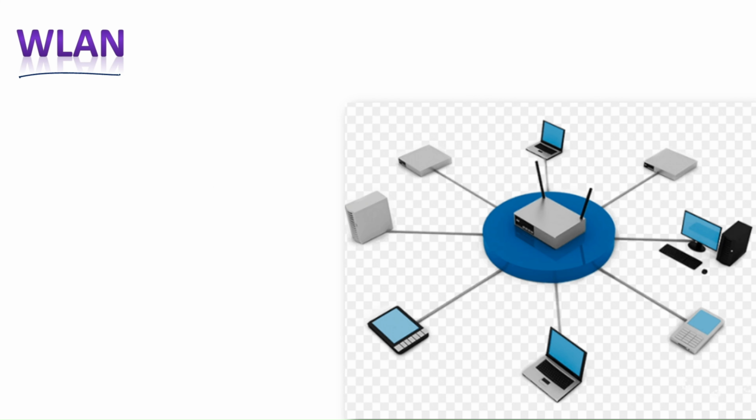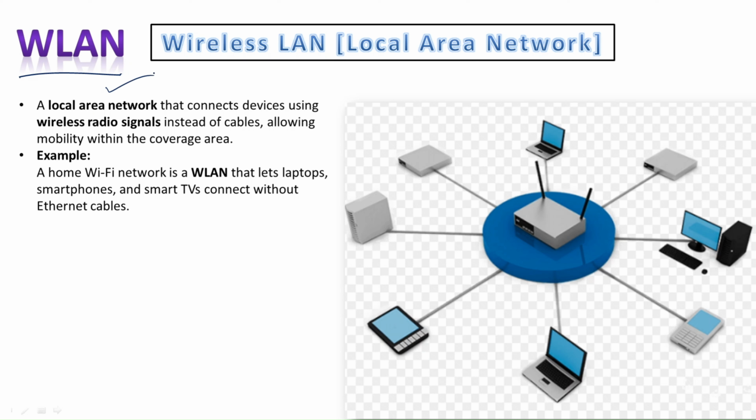WLAN, that is wireless LAN or local area network. So it is a local area network that connects devices using wireless radio signals instead of cables, allowing mobility within the coverage area. For example, a home Wi-Fi network is a WLAN that lets laptops, smartphones, and smart TVs connect without Ethernet cables.